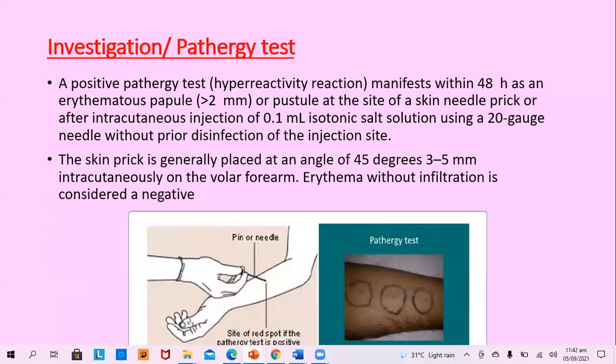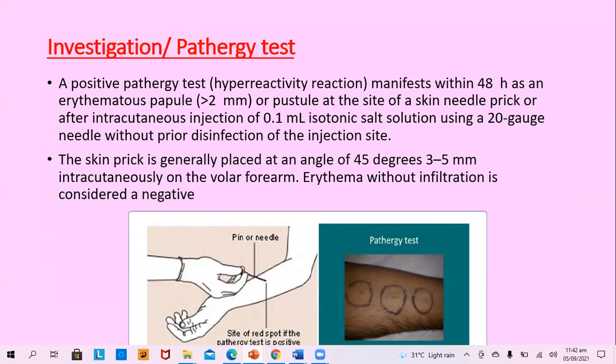The investigation: the pathergy test. A positive pathergy test, which is a hyperreactivity reaction, manifests within 48 hours as an erythematous papule more than 2 mm or pustule at the site of a skin needle prick, or after intracutaneous 0.1 ml isotonic saline solution used with a 20 gauge needle without prior disinfection of the injection site.